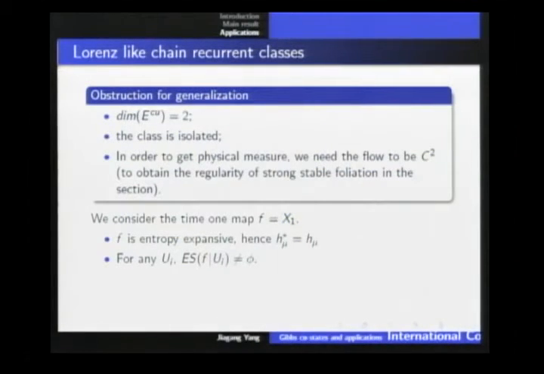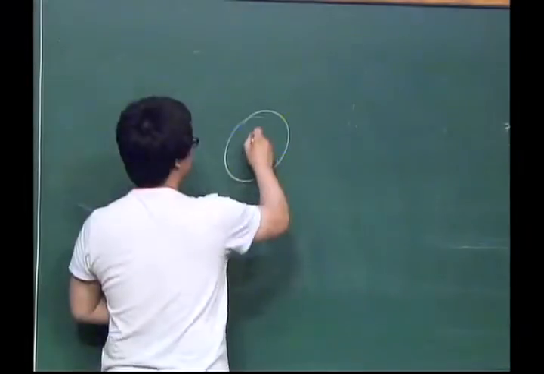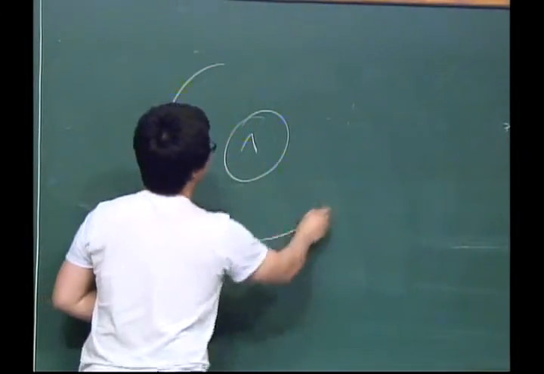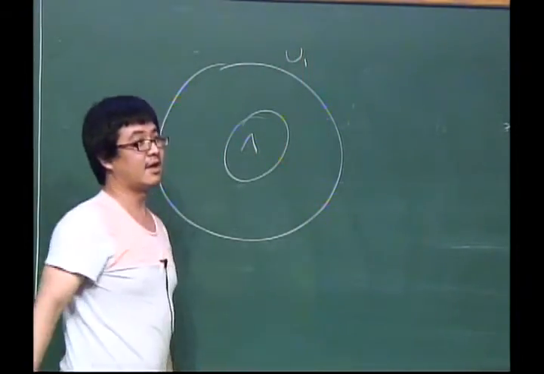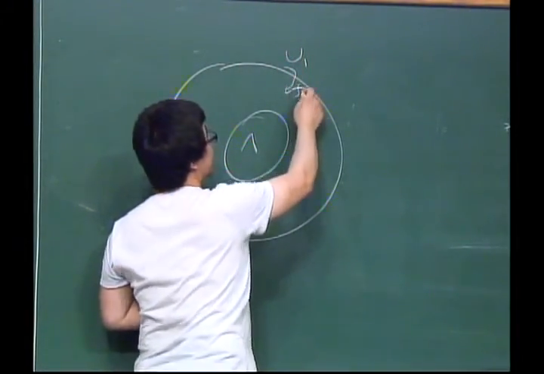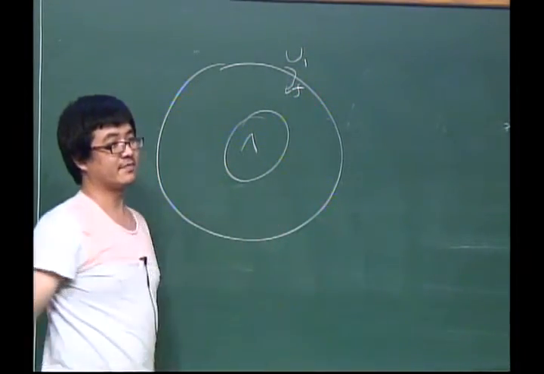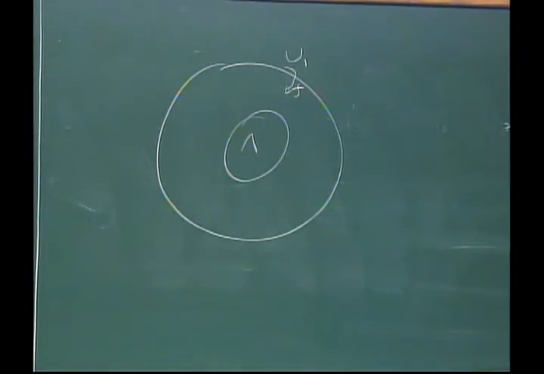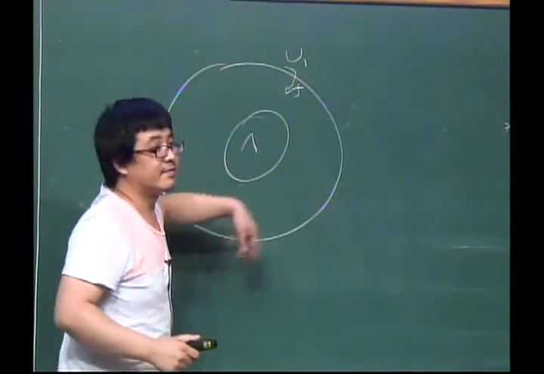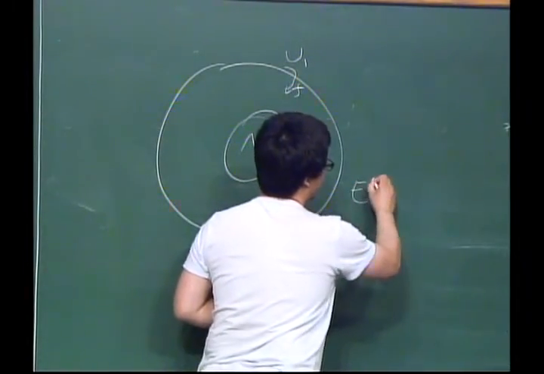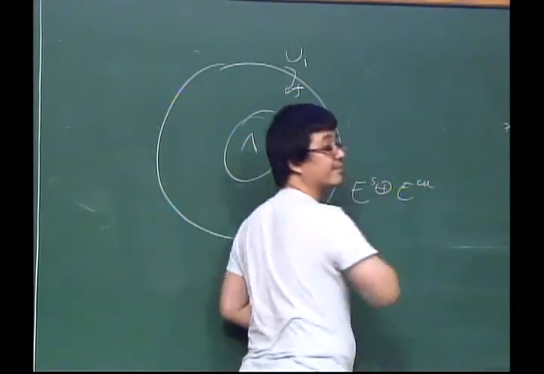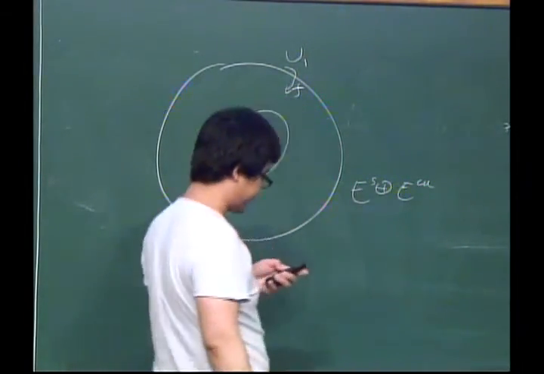And as I said, you have a Lorentz-like attractor. Yeah, this is exactly what we want. Okay. So you have some class, you have a neighborhood U1. And after one step, F, it will shrink inside. And inside, we have a good splitting, ES plus ECU. We have a good splitting. Okay.